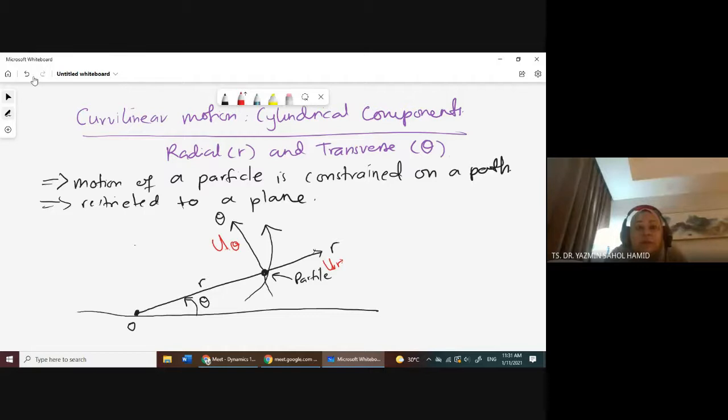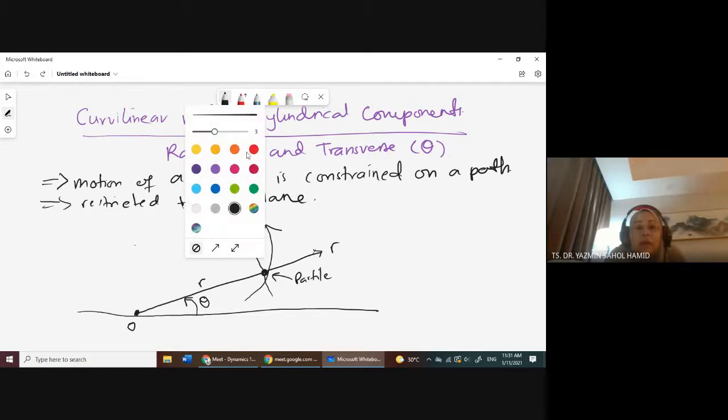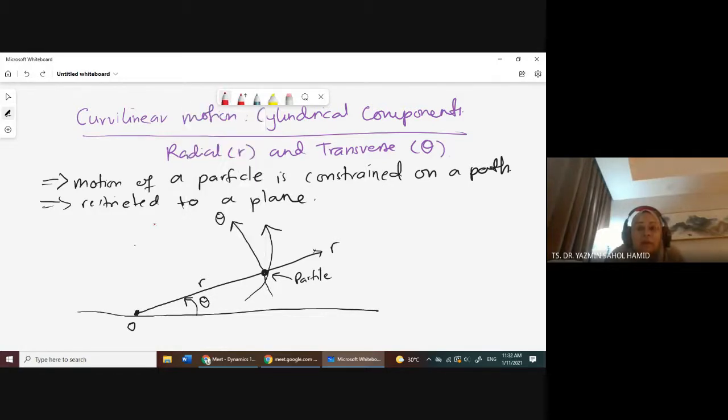Oh, this is an error. Arrow. Let me write it. Okay, this is UR. This is U theta. Don't worry, guys. Just listen first and try to understand first, and then we're going to use an example and then you will understand better.